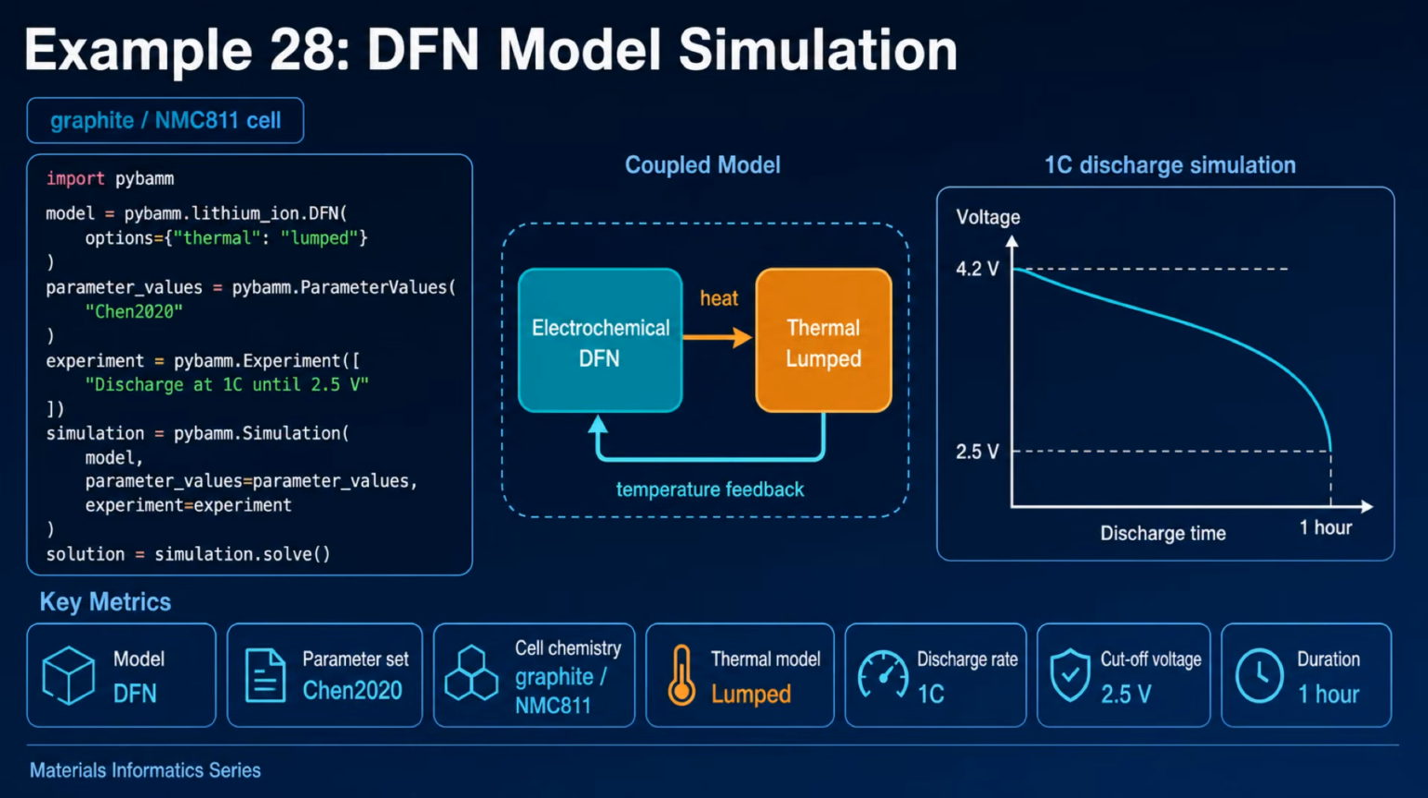The Doyle-Fuller-Newman model is the gold standard for lithium-ion battery physics. We create a DFN model, load PyBaMM's validated Chen 2020 parameter set for a graphite versus nickel-manganese-cobalt cell, and simulate a 1C discharge. The result shows voltage dropping from full charge to cutoff over 1 hour. PyBaMM provides access to internal variables like concentration profiles and reaction rates, enabling deep understanding of battery behavior.